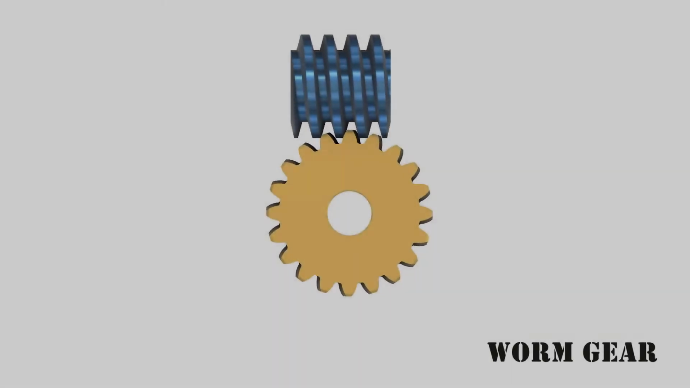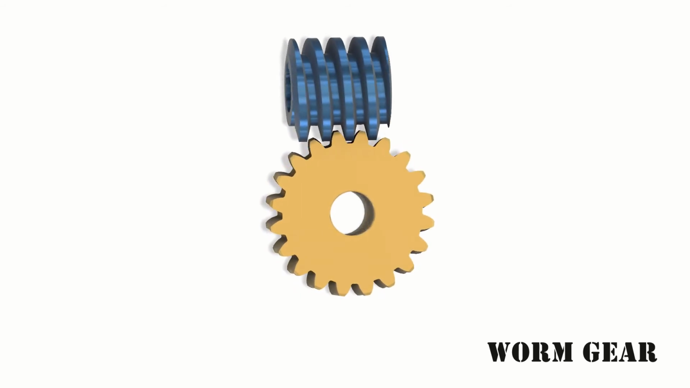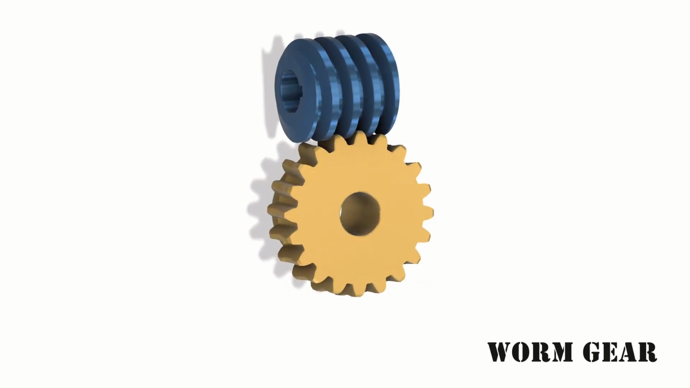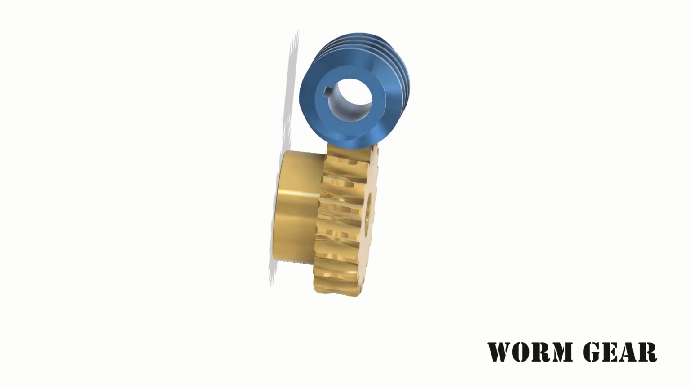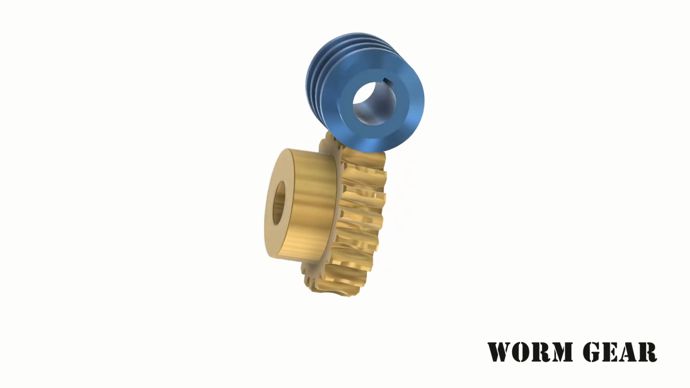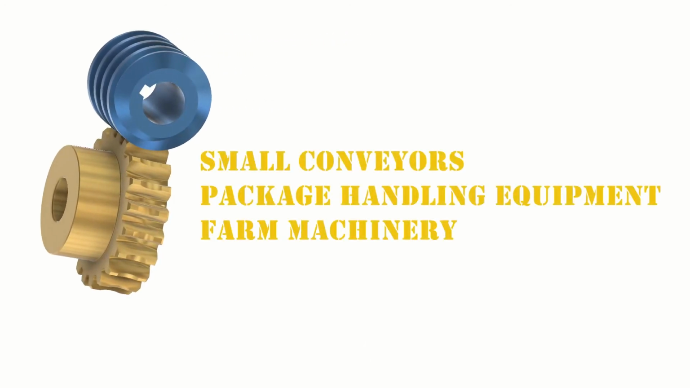Worm gears transmit power through right angles on non-intersecting shafts. Worm gears produce thrust load, and are good for high shock load applications, but offer very low efficiency in comparison to the other gears. Due to this low efficiency, they are often used in lower horsepower applications. They are mainly used in small conveyors, package handling equipment, farm machinery, etc.